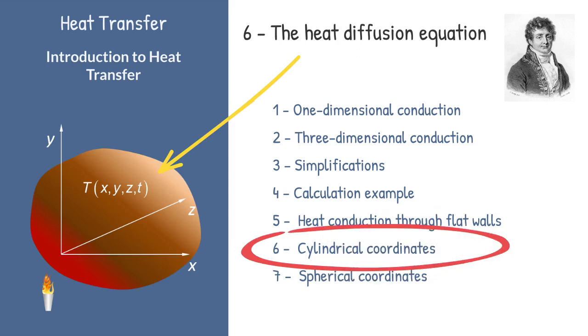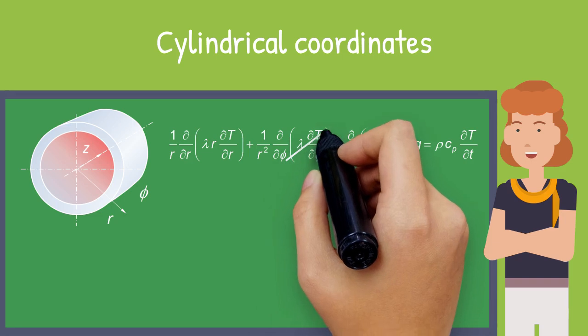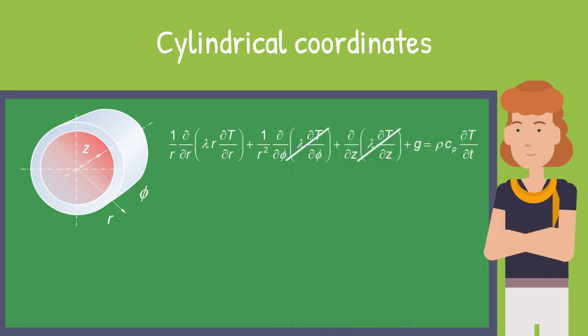The heat equation may also be expressed in cylindrical coordinates. You can see that this equation is even more complex than the one in rectangular coordinates. For one-dimensional conduction in the radial direction, we assume that there are no variations in temperature in either the angle direction or the axial direction. If the cylinder or the cylindrical wall is in a steady state, the diffusion equation is also a second-order differential equation, which is easy to integrate.